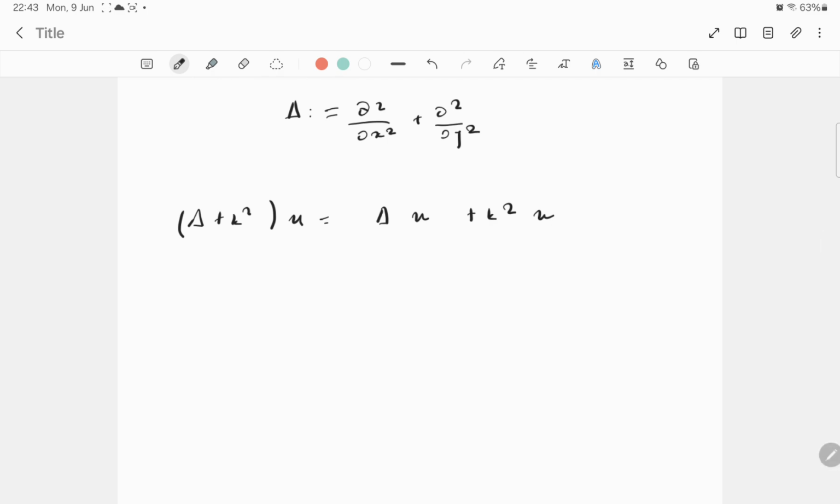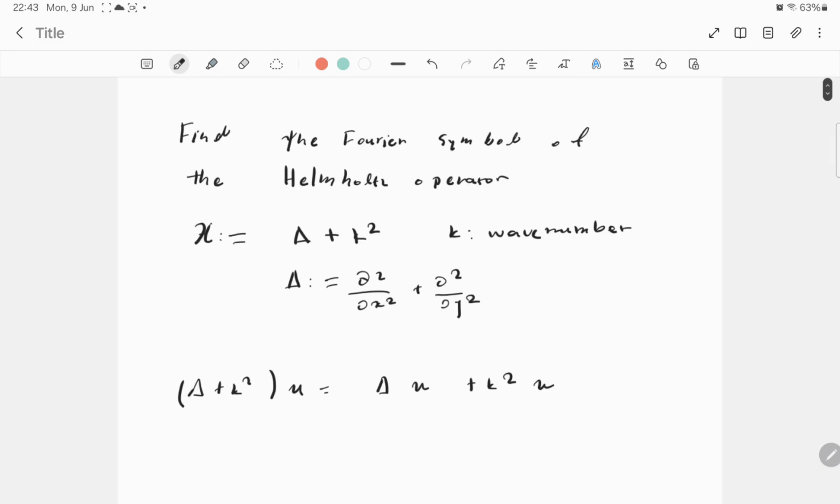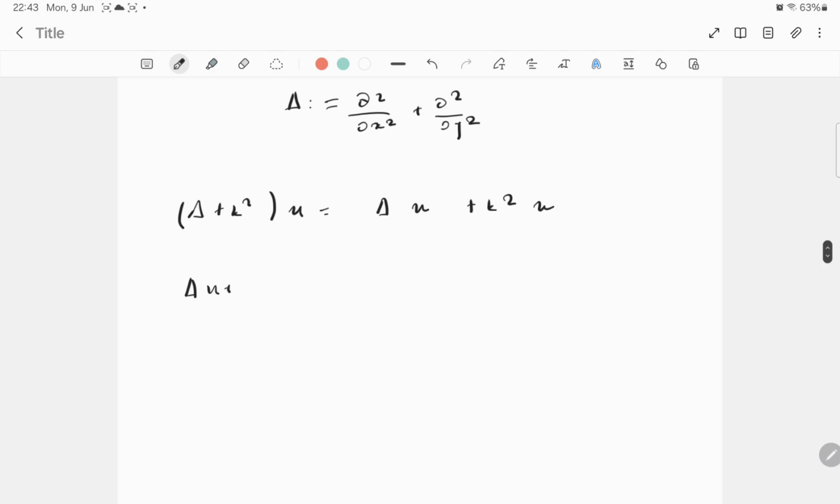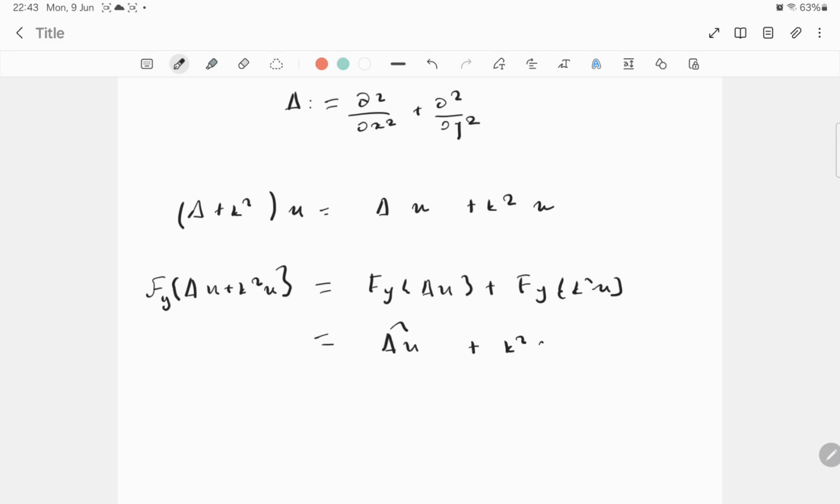I take the Fourier transform in the y direction. I take the partial Fourier transform of this, partial Fourier transform in the y direction. The Fourier transform is a linear integral transform. So that's going to be the Laplacian of u hat plus k squared u hat.